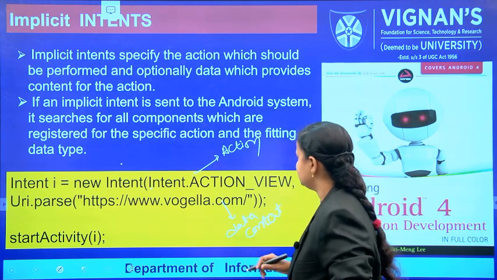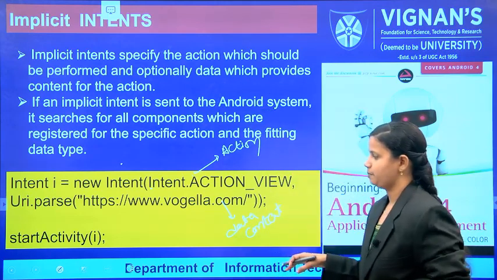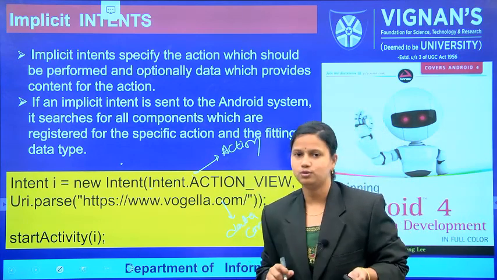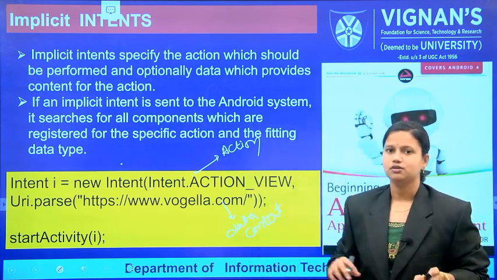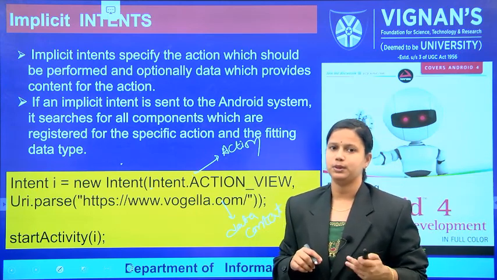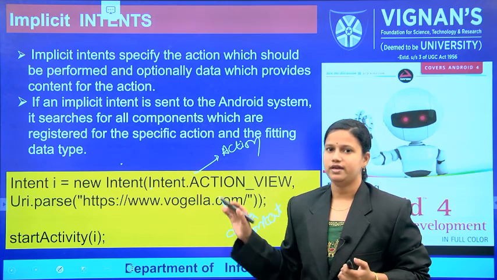Data or content is to be provided for this one. Whenever you are using an implicit intent, one simple thing is that by using implicit intents, we have to navigate from one application to another application. So let us see the example.